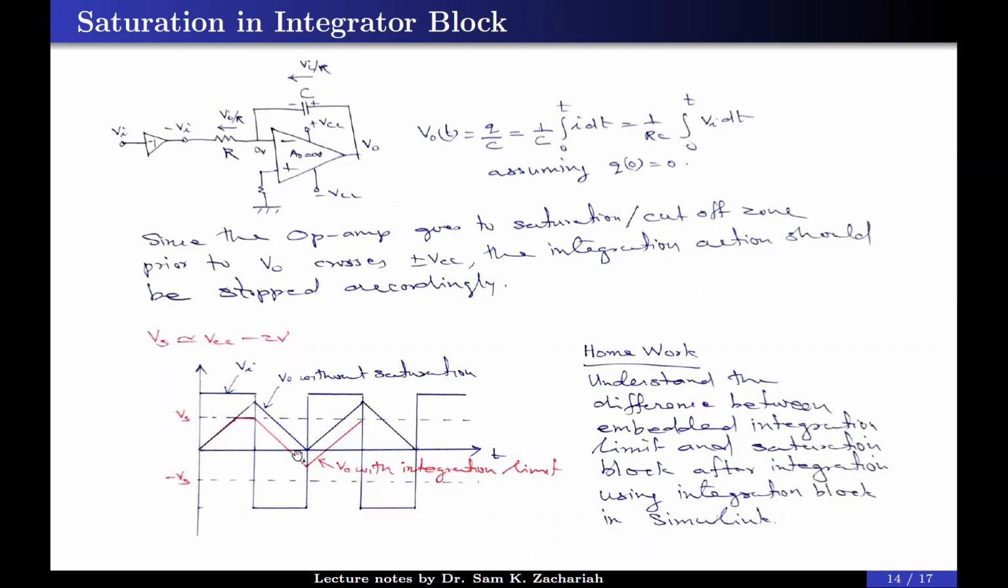Red graph. Yes. So you were saying that we should consider the integral limit before because that is better. Correct. This red graph is the output of an integrator with the embedded limit. Blue graph is the output of integrator without any limit. If you are putting a limit at plus Vs, where Vs I told you it's VCC minus 2 volt.